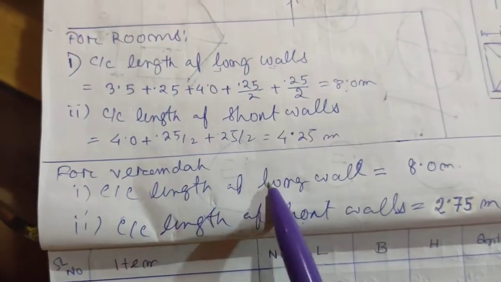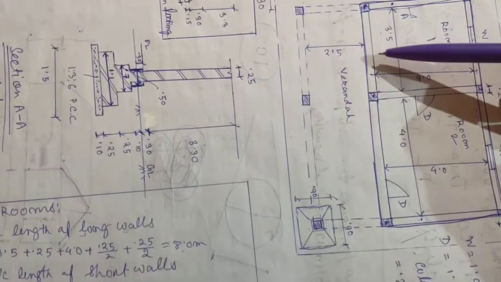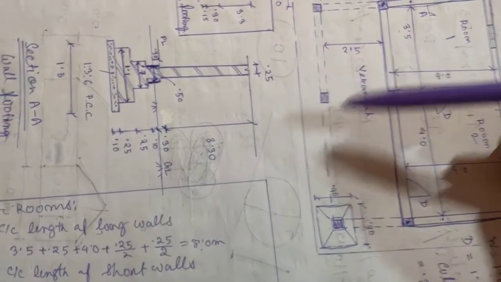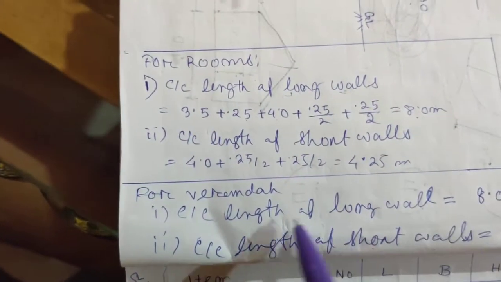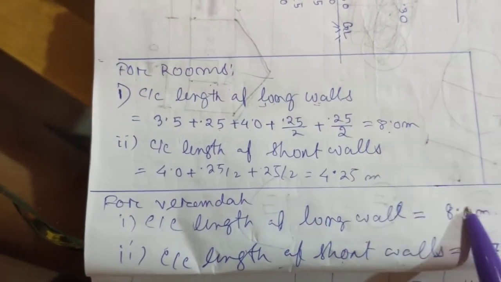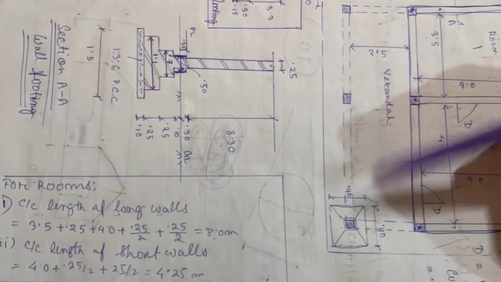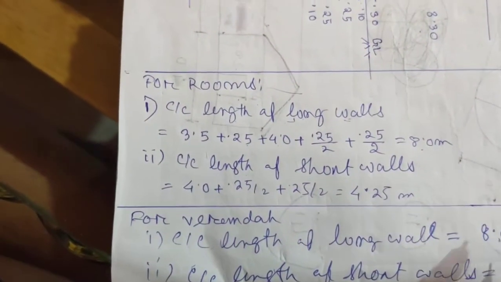Just like that, the center to center length of the long wall for the veranda, the length of this wall, will be the same as this one. So this was found to be 8 meters. So the center to center length of the long wall for the veranda is also 8 meters. Just like this one, this is also 8, because the length of this wall and this wall is the same. So this comes out to be 8 meters.